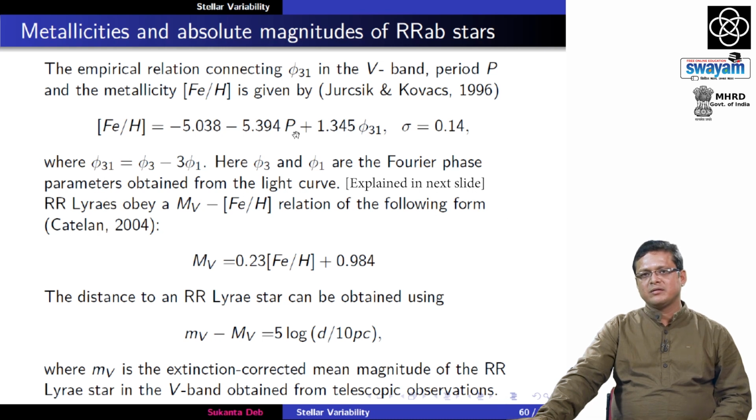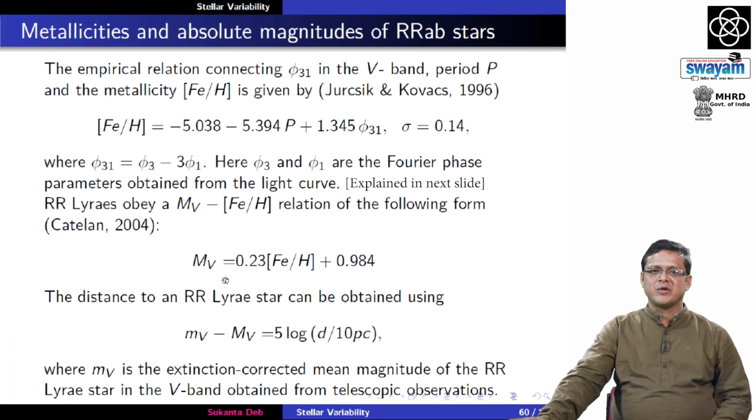This phi 3 1 and this period are found to be linked with this Fe/H, the metallicity of the star. Here phi 3 1 is equal to phi 3 minus 3 into phi 1, and they are obtained from the light curve of an RR Lyrae star. And once the Fe/H is obtained by using the light curve parameters, then we can use a relationship of the following form, which is known as the M_V Fe/H relationship, which is given as follows. By substituting the values of Fe/H obtained from the light curve, one can obtain the absolute magnitude of an RR Lyrae star in the V band.